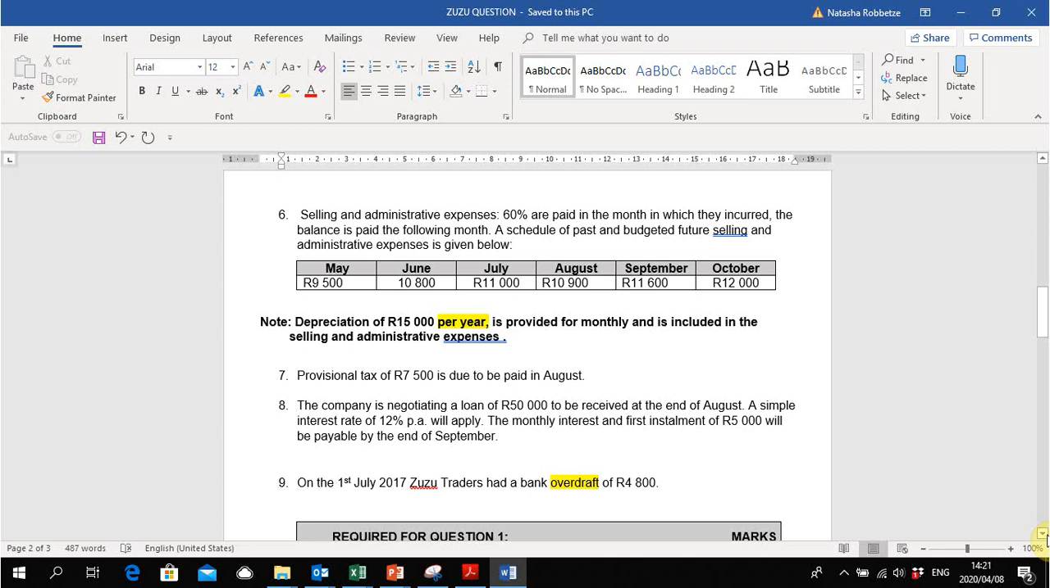And then beneath the table, there is a note that says depreciation of 15,000 Rand per year is provided for monthly and it is included in the selling and admin expenses. This is very important because you need to remember that we need to now remove the depreciation from the selling and admin expenses. So from May to October, we need to take it out. Again, depreciation is not a cash flow item, so therefore it will not be presented in your cash budget.